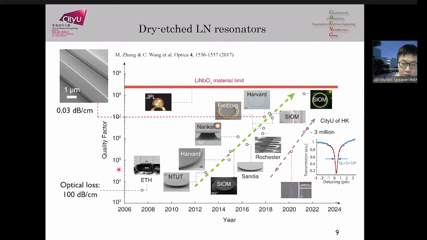So today, if we look back throughout the years, you can see that the quality factor of these so-called dry etched lithium niobate resonators, which directly translates to the optical loss, has been increasing steadily on the log scale. In the early days, these dry etched devices could have loss as high as 100 dB per centimeter. And later, as of the end of 2017, we were able to demonstrate resonators with Q factor over 10 million, and that corresponds to a propagation loss of 0.03 dB per centimeter.